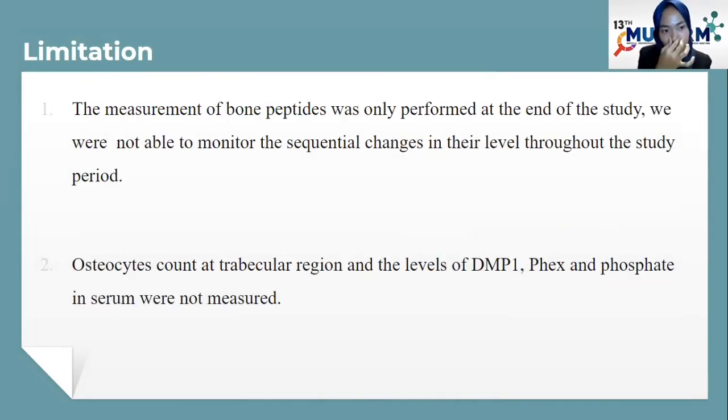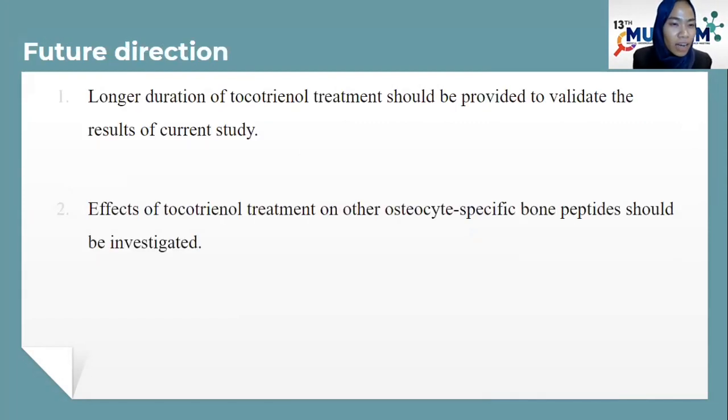The limitation of our research is that the measurement of bone peptides was only performed at the end of the study. We were not able to monitor the sequential changes in their level throughout the study period. And also, osteocyte count at the trabecular region and the levels of DMP1, PHEX and phosphate in serum were not measured. For future direction, a longer duration of tocotrienol should be provided to validate the results of the current study. Effects of tocotrienol treatment on other osteocyte-specific bone peptides should be investigated.